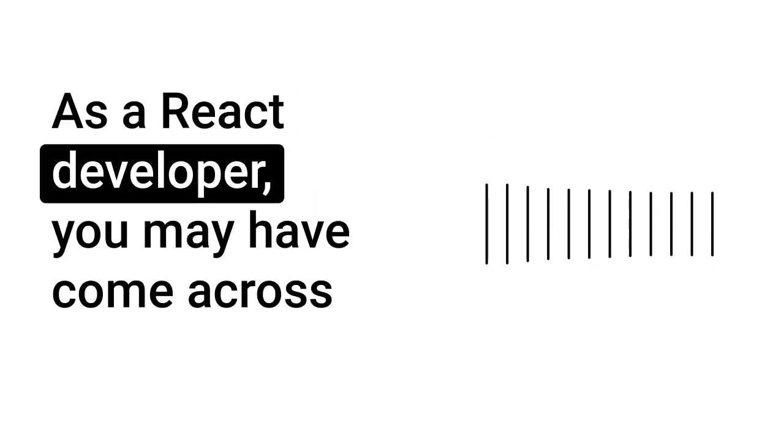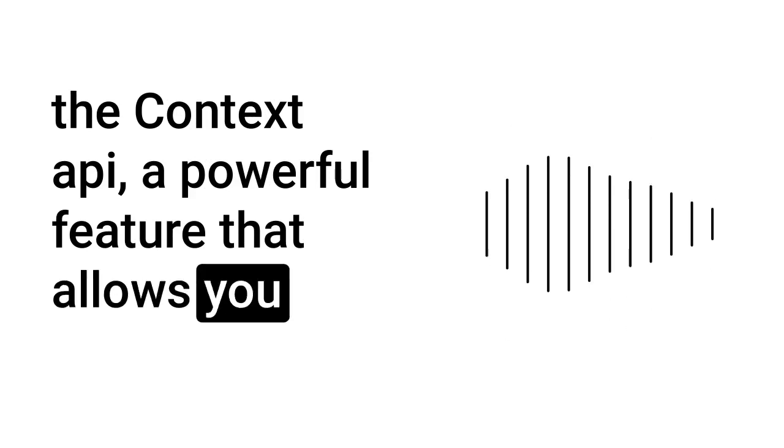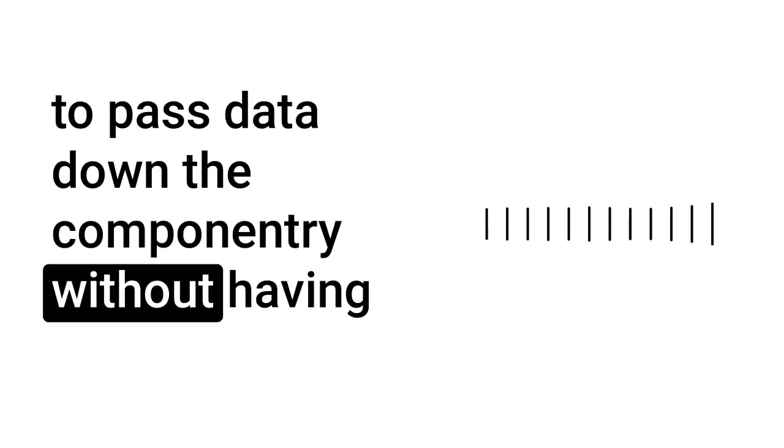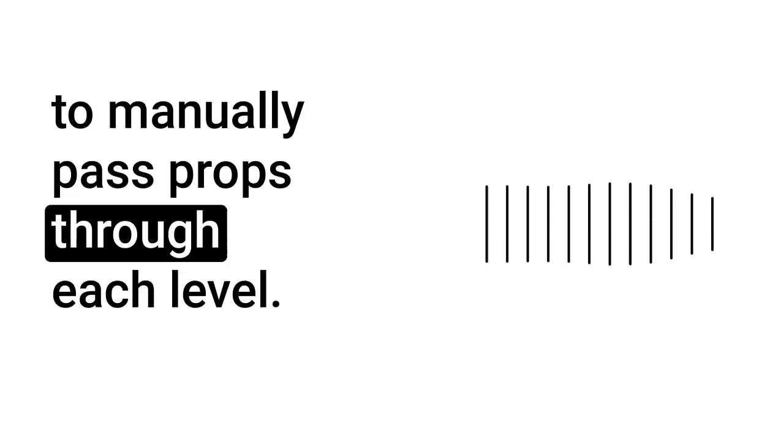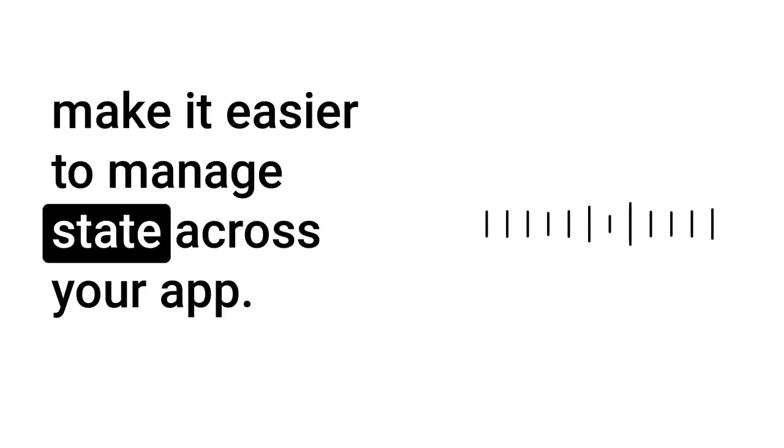Hello there. As a React developer, you may have come across the Context API, a powerful feature that allows you to pass data down the component tree without having to manually pass props through each level. It's a handy tool that can simplify your code and make it easier to manage state across your app.